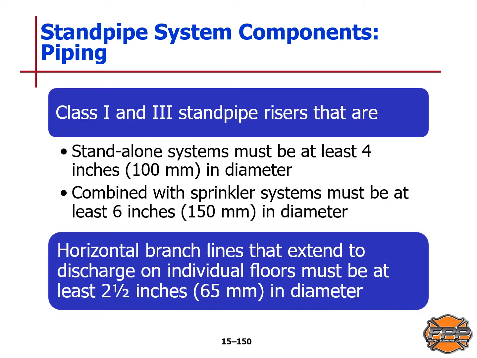Class 1 and Class 3 standpipe risers that are standalone systems must be at least 4 inches or 100 millimeters in diameter, and when combined with a sprinkler system must be at least 6 inches or 150 millimeters in diameter. Horizontal branch lines that extend to discharge on individual floors must be at least 2.5 inches or 65 millimeters in diameter.